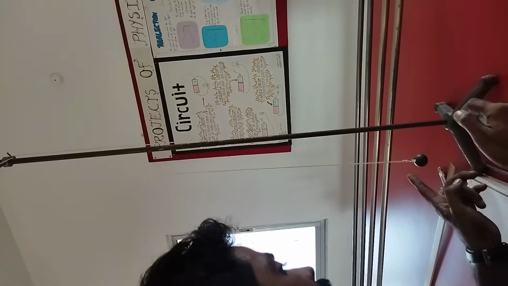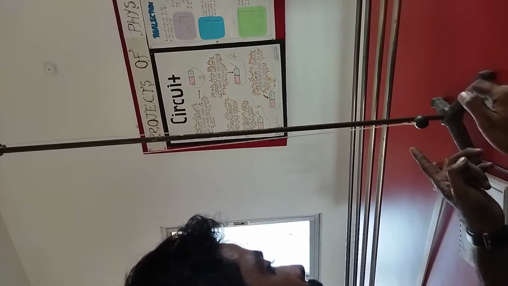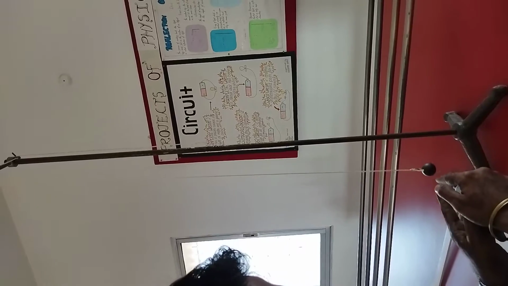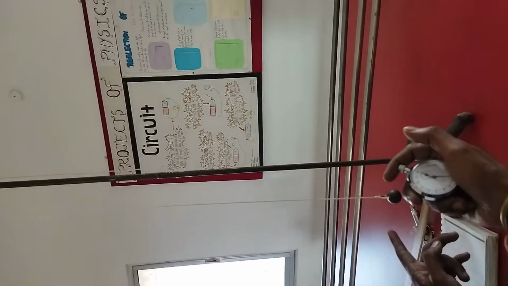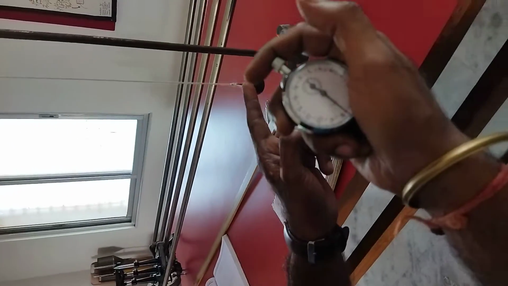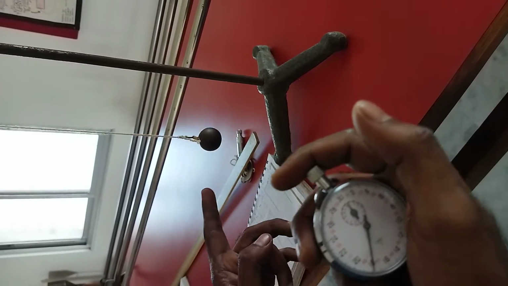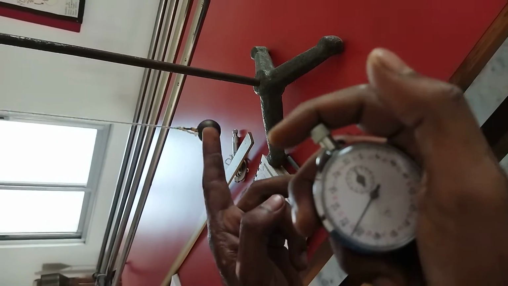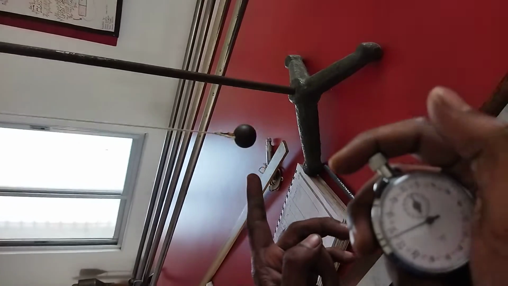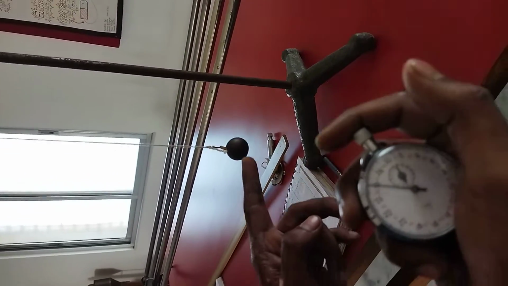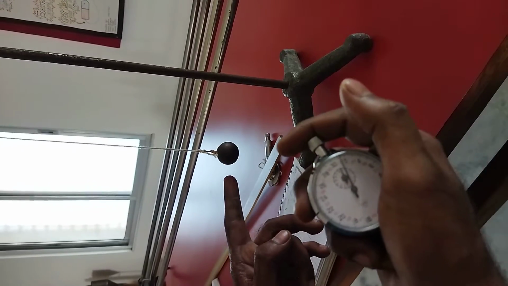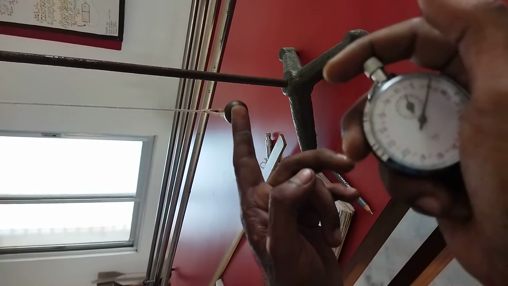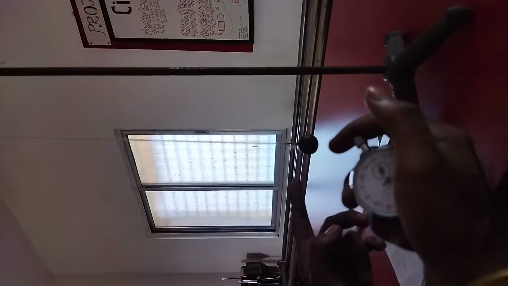Okay, now I am going to start over here. I am starting: 1, 2, 3, 4, 5, 6, 7, 8, 9, 10, 11, 12, 13, 14, 15, 16, 17, 18, 19, 20. Just at 20, I will close this stopwatch.